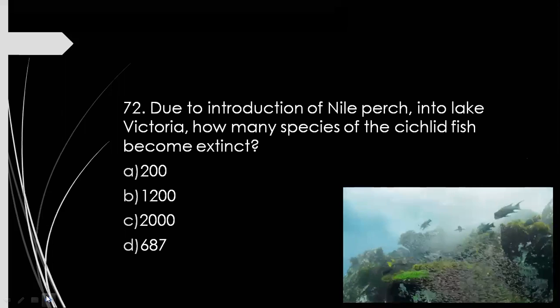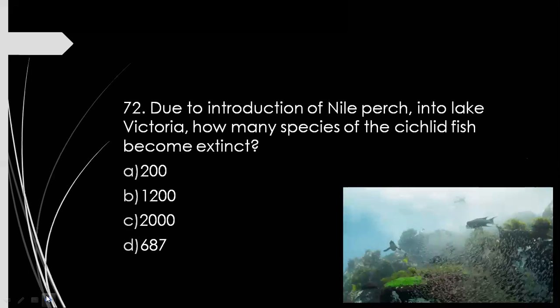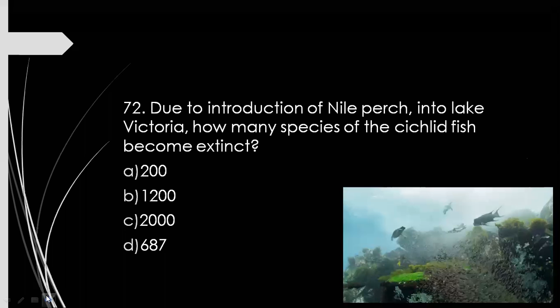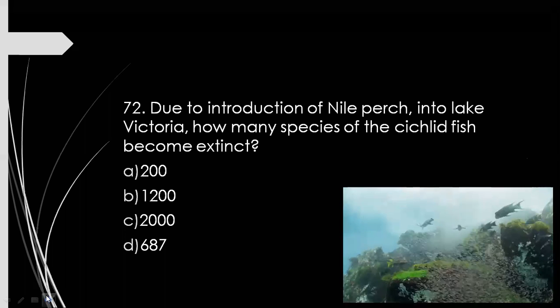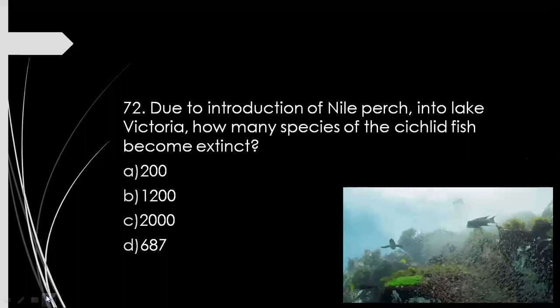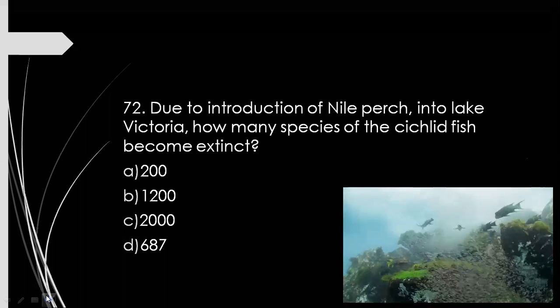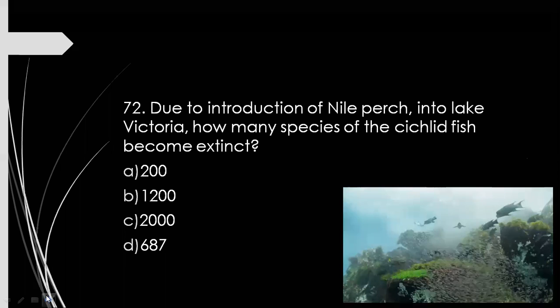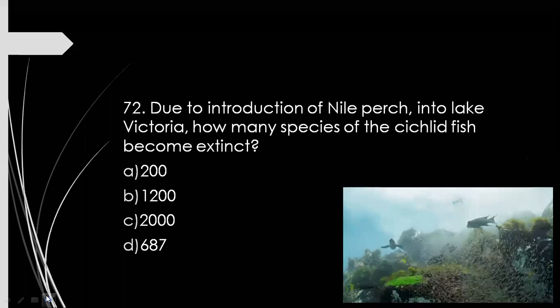200, 1200, 2687. Yes, Ranjita gave the answer A. Very good, Elvina, Ranjita, and others as well who answered. The answer is 200. Due to the introduction of Nile perch into Lake Victoria, 200 species of cichlid fish have become extinct. Okay, very good, students.